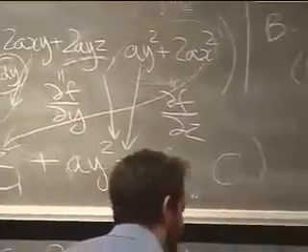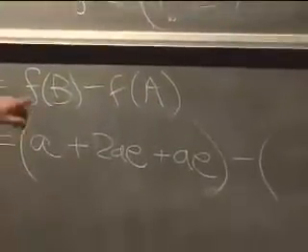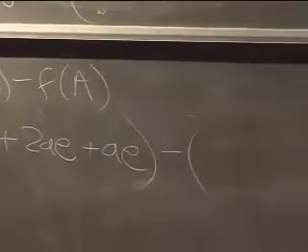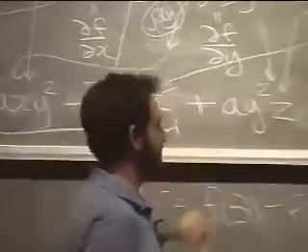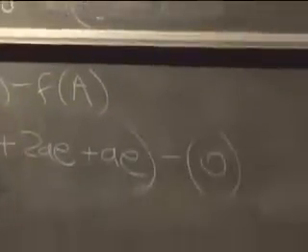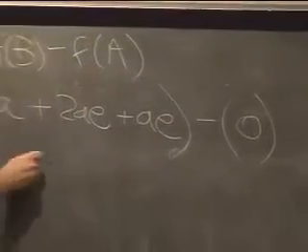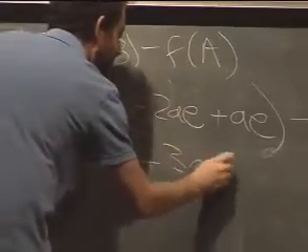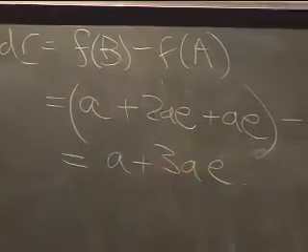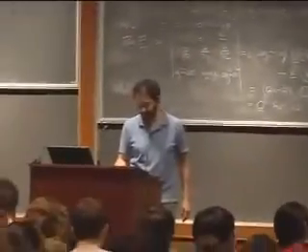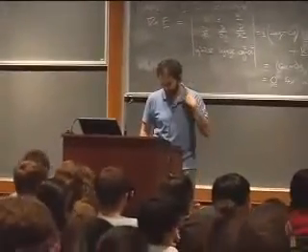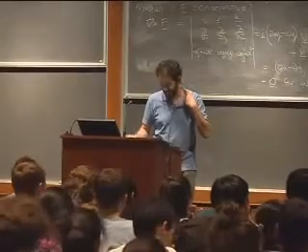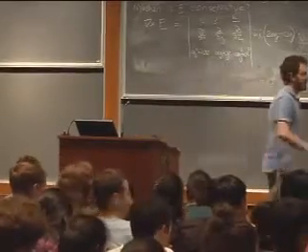That's f of b minus, what's f of a? Now I have to plug in 0, 0, 1. So I get 0, 0, 0. And all that works out to be a plus 3ae. And you don't know what a is, so you have to leave it. That's the one little bit of ambiguity. All right. What do you think of that? Does that make sense? Question?